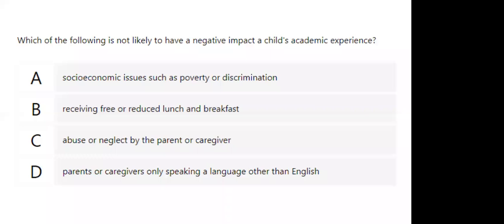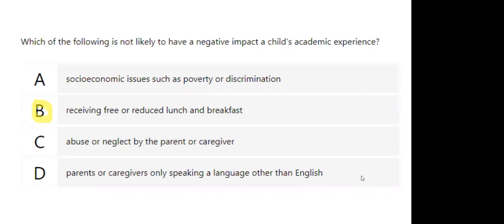So many of these questions you're going to find will lend themselves to a lot of just common sense. A lot of the special education questions on this test are going to seem like what just makes sense, what is logical. A lot of them are going to require just what makes good sense. So, of course, you all chose the correct answer, receiving a free or reduced lunch and breakfast.